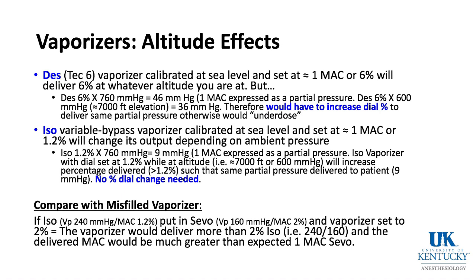So you have a sevoflurane vaporizer, you think it's sevoflurane, but it's actually isoflurane inside, and you set it at 2%, thinking you're delivering 2% sevo. The vaporizer would actually deliver more than 2% because the vapor pressure of iso is higher than the sevoflurane, and the delivered MAC would be much greater than the expected 1 MAC of sevo. And these are two concepts that you may have to go over several times to fully understand, but they're important ones to understand how vaporizers work and MAC as a partial pressure and vapor pressures.